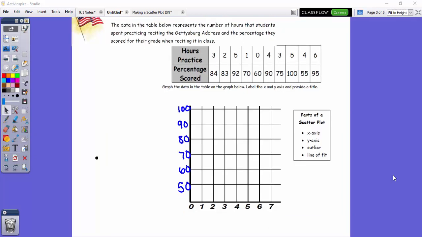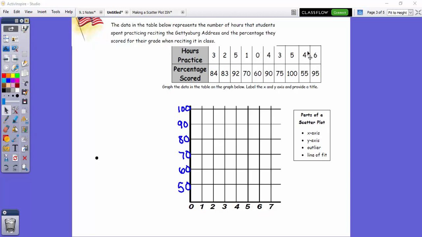Now, when I create a scatter plot, I need to look at the independent and the dependent variable, so the x and the y variable. Our hours practice is independent because that's what we do to get out the dependent, which is the percentage scored. So hours practice is going to go on the x-axis, and percentage scored is going to go on the y-axis up and down. Now, normally your graph wouldn't have the units already on it, so I'm going to quickly show you where these units came from.